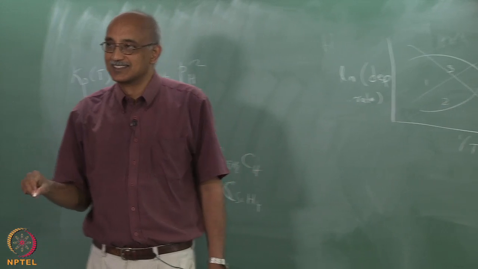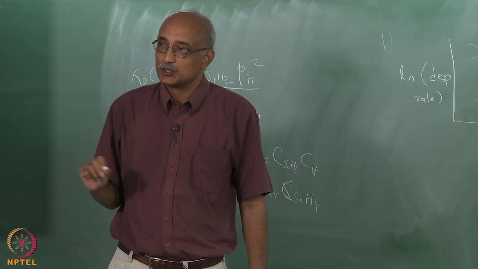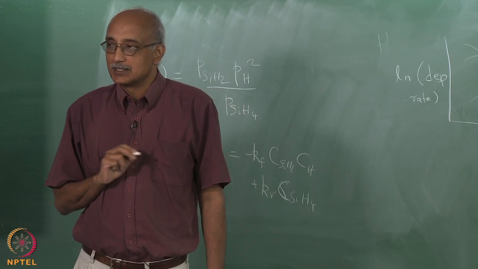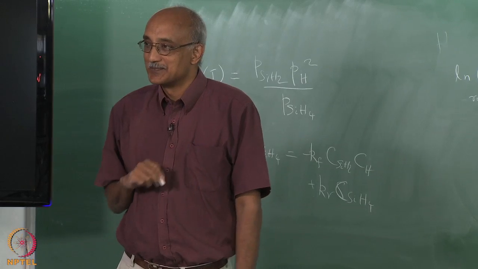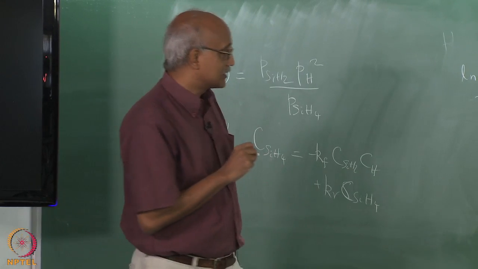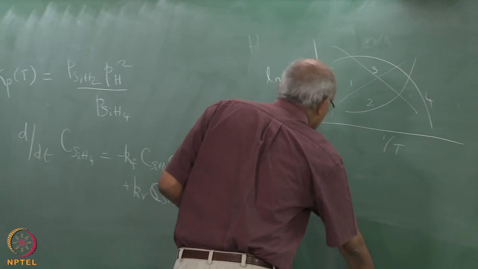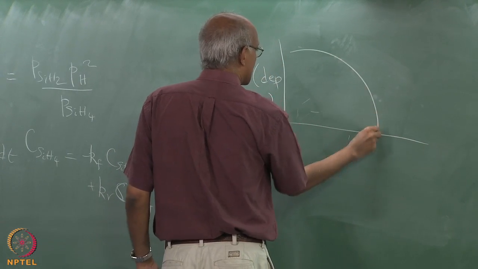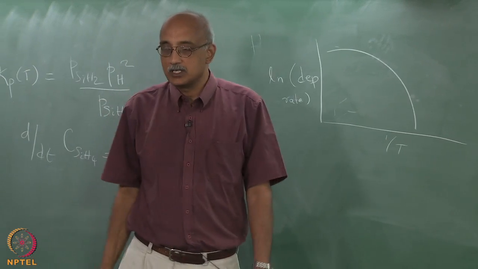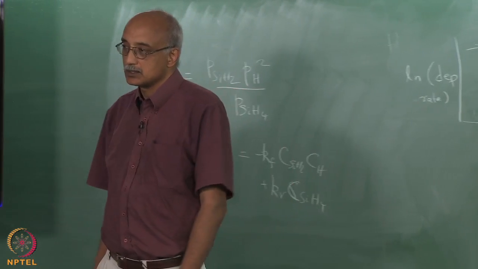How many vote for 1? 2? 3? 3 is what? This. Straight line. 4, 1, and the others have absolutely no opinion, or you do not think it is going to look like any of these. The correct answer is actually 4. This is how most CVD deposition rate curves look.